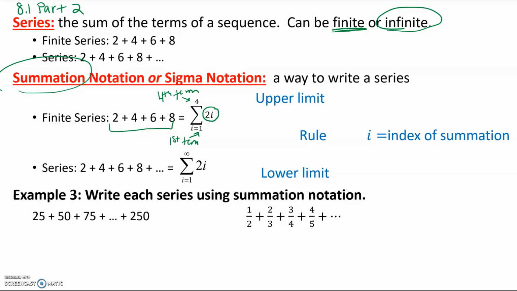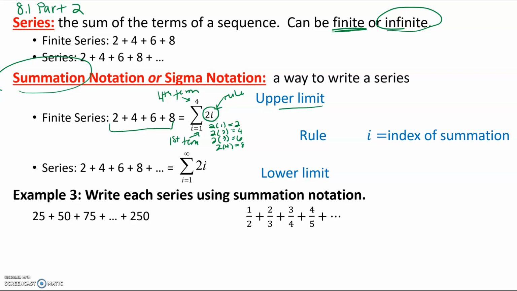So my first term, I'm taking 2 times 1, I get the 2. 2 times 2, I get 4. 2 times 3, I get 6. 2 times 4, I get 8. So it's still a rule, just like what we were doing before. But now we're taking all of those pieces and we're adding them together.